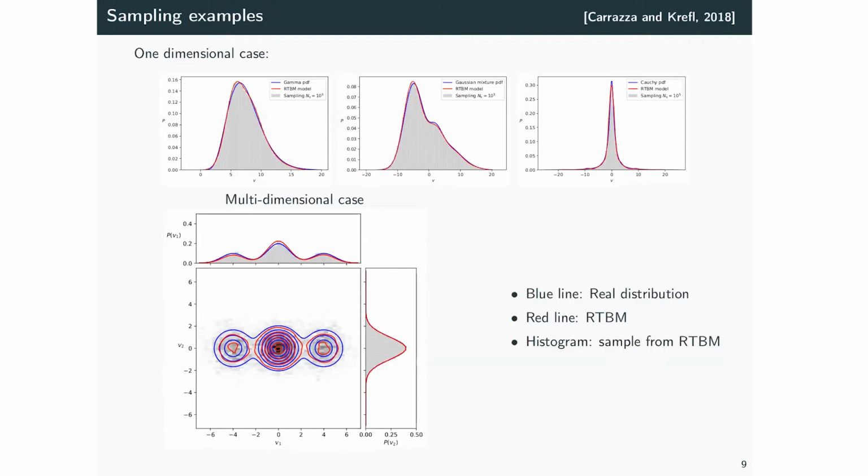So here are a few examples of the sampling. These plots are similar to before, but in this case the histograms are samples from our model and not from the real model. And as we can see, again, everything is working both in the one-dimensional case with this non-trivial probability distribution, and also in the multidimensional case.